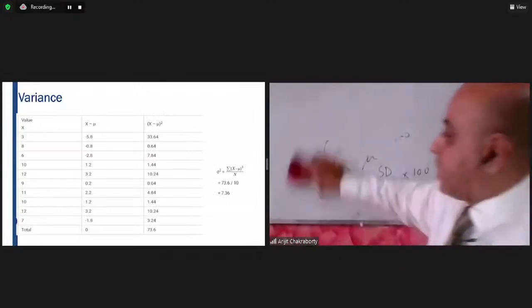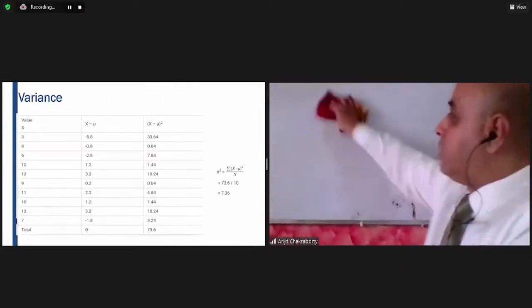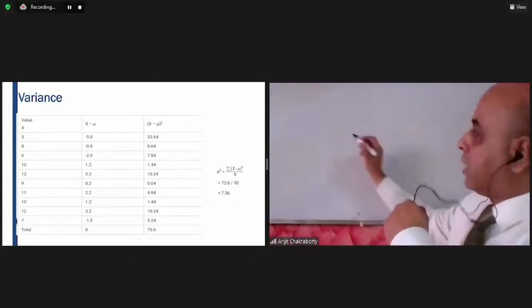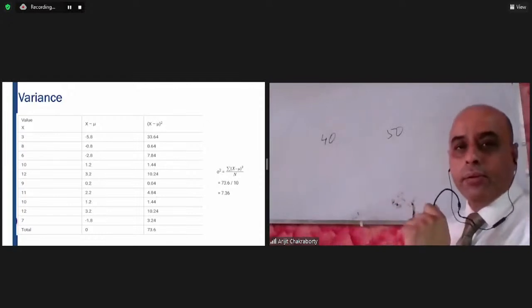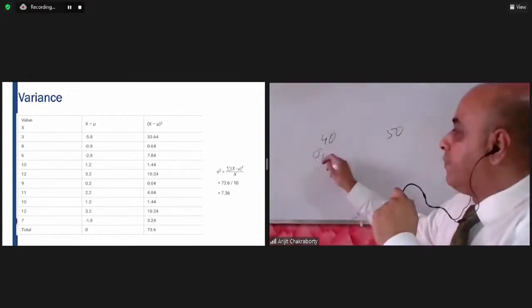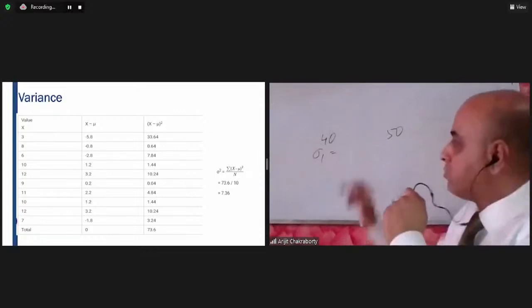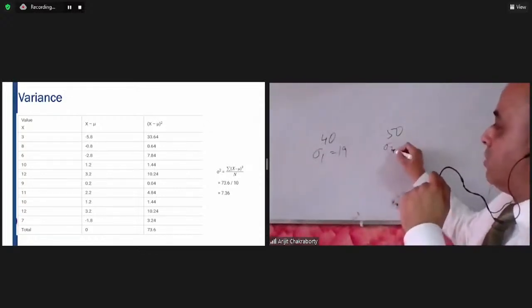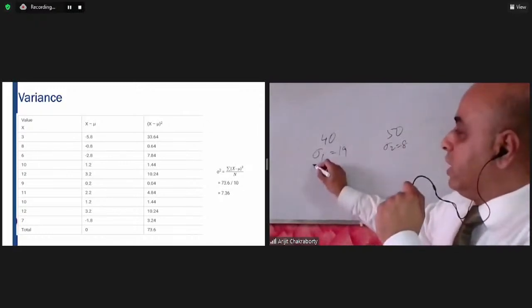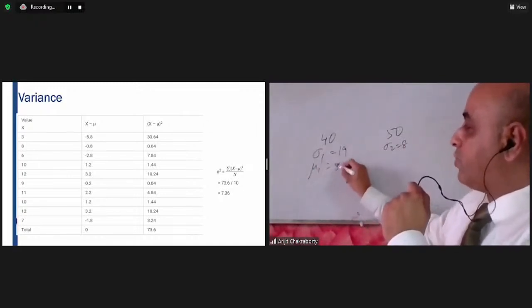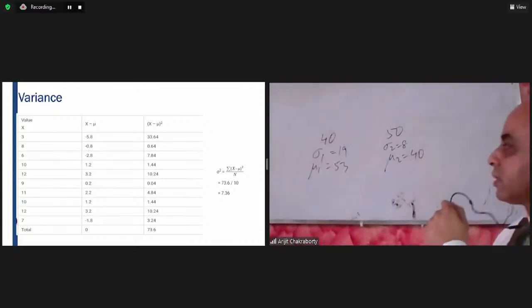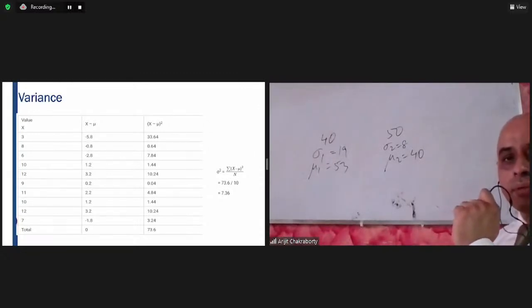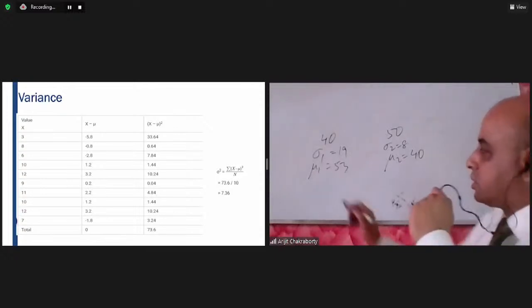Before going to the last part, which is quartile deviation, let us take the last case. Sigma 1 is given as 19, and sigma 2 is 8. The mean, that is mu 1, is 53, and mu 2 let us take as 40. We have to find the coefficient of variation and compare the CVs.